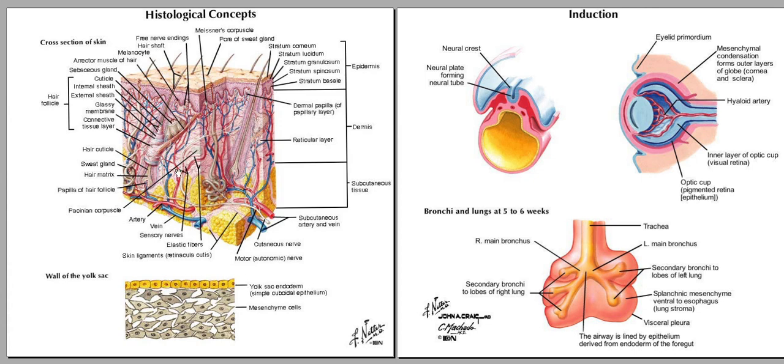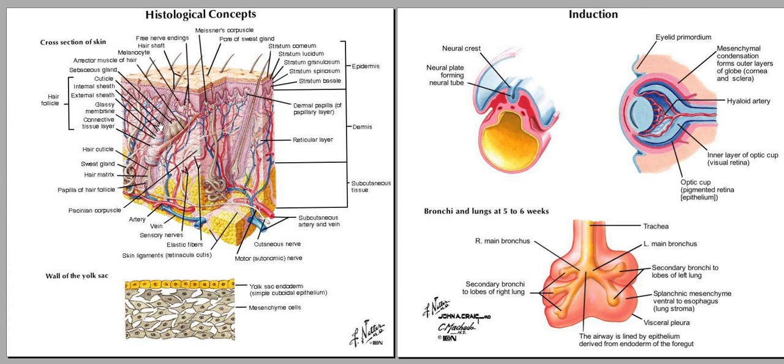Right. So here with the skin, you will see the various layers: the epidermis, the dermis, the subcutaneous tissues. All right, and this is the wall of the yolk sac. So here you can see the mesenchymal cells and the yolk sac endoderm. That's just a simple cuboidal epithelium. But with that of the skin, see the hair follicles over here and the various parts of it.